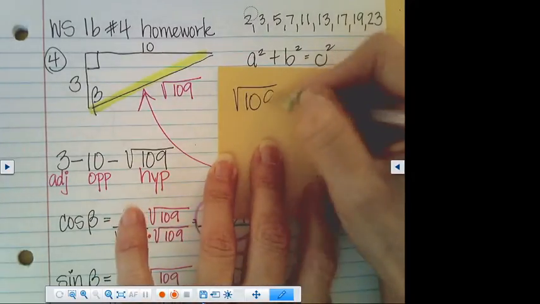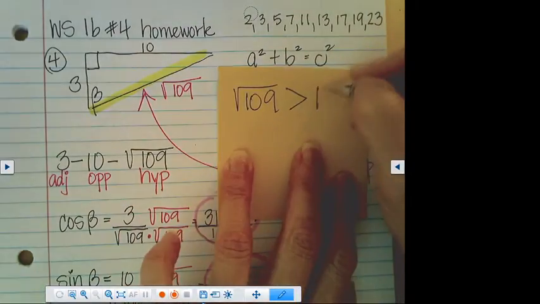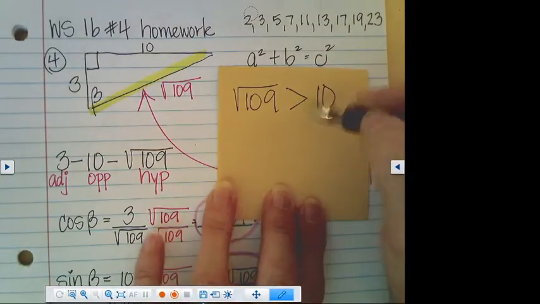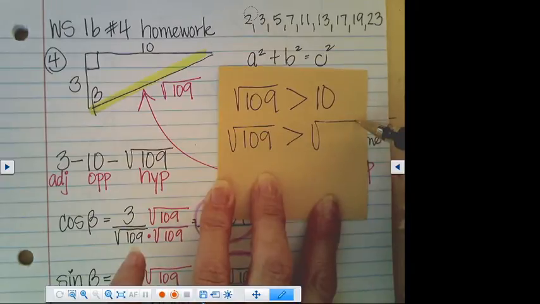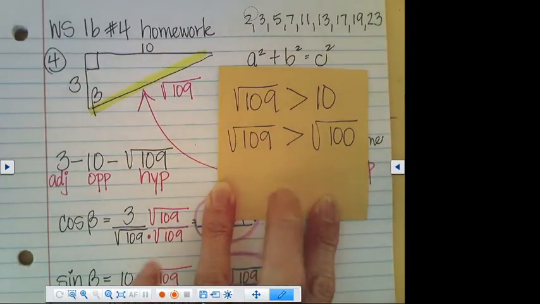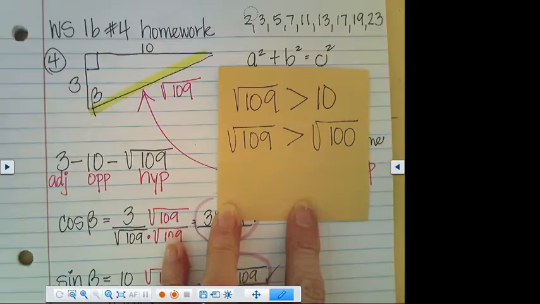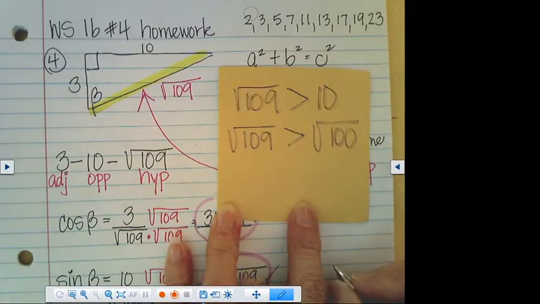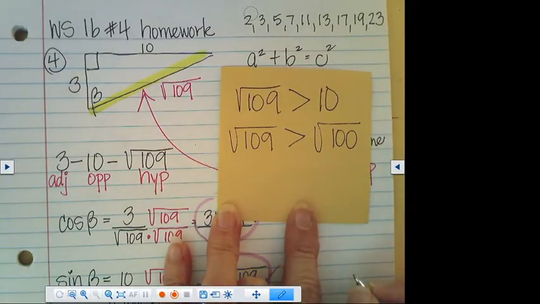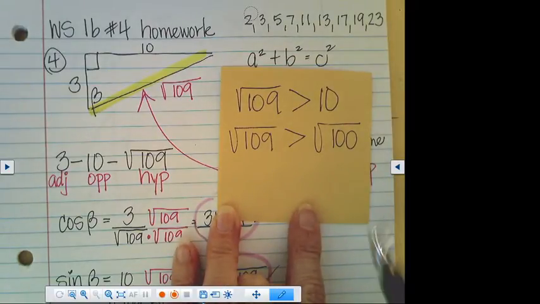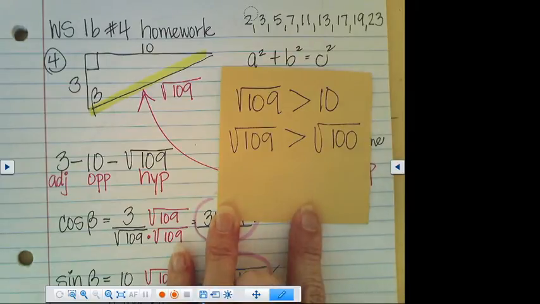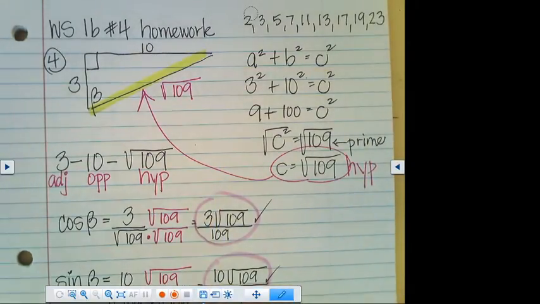10. Thank you. Very good. How did you know that? Yes, because you know the square root of 109 is a tad larger than the square root of what? 100. Good job. So more than likely it's a 10 point something, right? It's not 11 because that would be 121. It falls between the square root of 100 and the square root of 121. All right, good job.